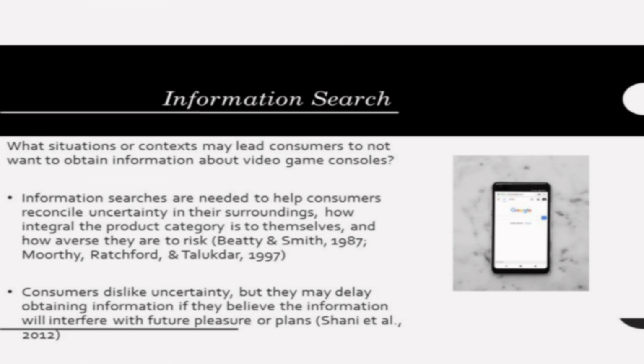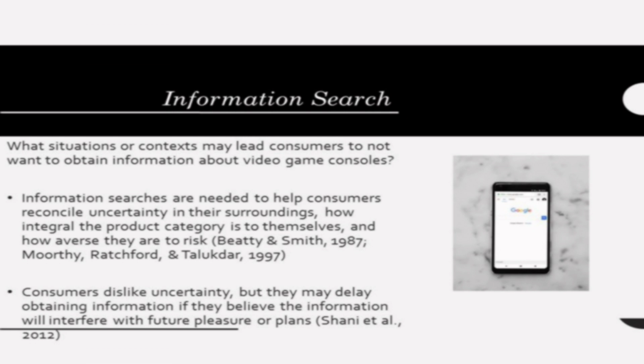Information search. I alluded to this earlier. Consumers like to find information to help diminish uncertainty in their surroundings. How integral the product category is to themselves, and how averse they are to risk are different elements that are necessary to consider. These elements will inform how the consumer may go about gaining knowledge and information.